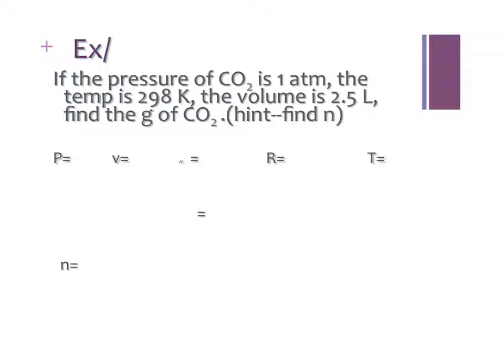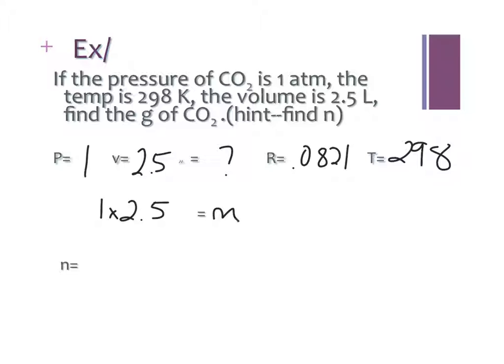Okay, so here's the problem where we're looking for grams. So we've given you a hint here. We're going to find moles, because we know we can always go from grams to moles using the molar mass. So we're going to plug in what we know here, and we're going to solve for n, but then there'll be an extra step at the end. So for our pressure, it's 1. Volume is 2.5. N on here we don't know. R we always know, 0.0821. And our temperature, double check that it's Kelvin, it is. So let's plug that in. 1 times 2.5 is equal to n times 0.0821 times 298. Okay, so we're going to plug these in and solve for n.